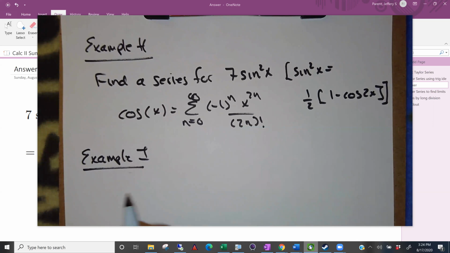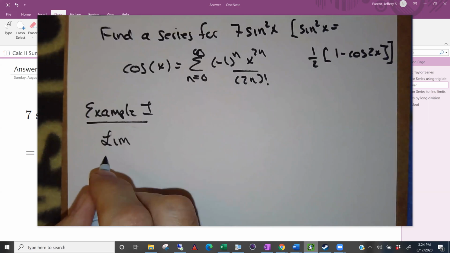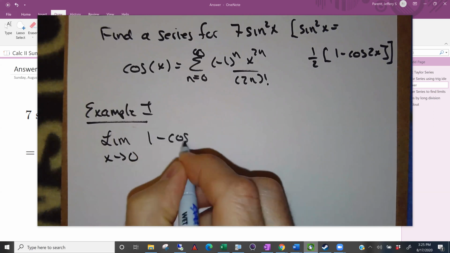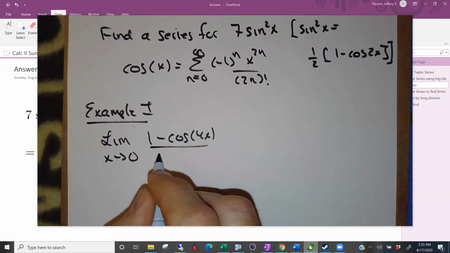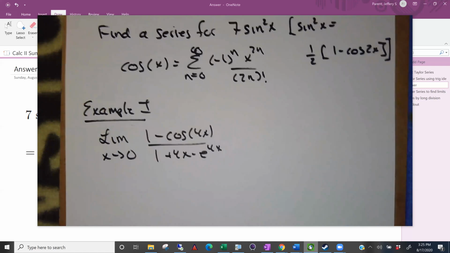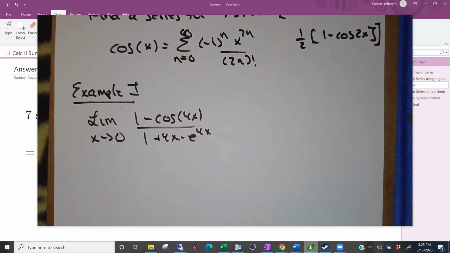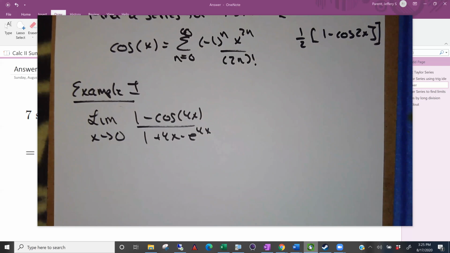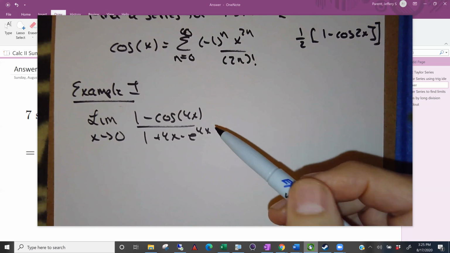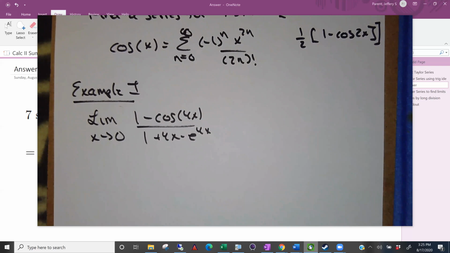So example I, again, this is one I'll do in OneNote, but let me write it down here. Limit as x approaches 0 of 1 minus cosine of 4x over 1 plus 4x minus e to the 4x. Now, personally, if I was stuck doing this, I think I'd be using L'Hopital's rule. All right, but there was a problem in WebAssign that asked you to do this using series. Now let me just show you how it's done using series.